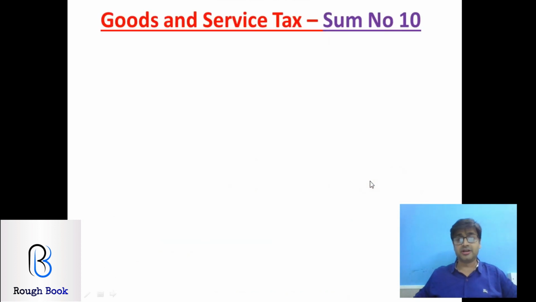Your next question is here, sum number 10. I'm trying to pick up all the difficult ones. So let's read the question first, then I'll put it up. Messrs. Ram Traders, Delhi, provided the following services to Messrs. Geeta in Agra, UP. So Delhi to UP. Now Delhi is not in UP, it's a separate union territory. Remember that. So this is interstate again. So it is going to be IGST straight away.